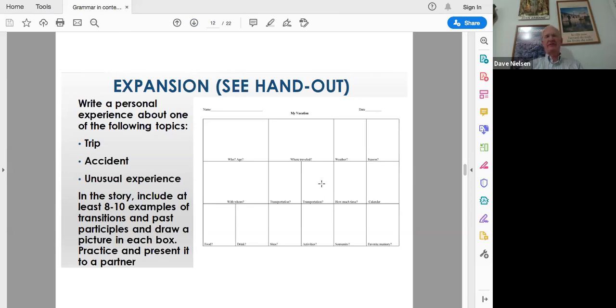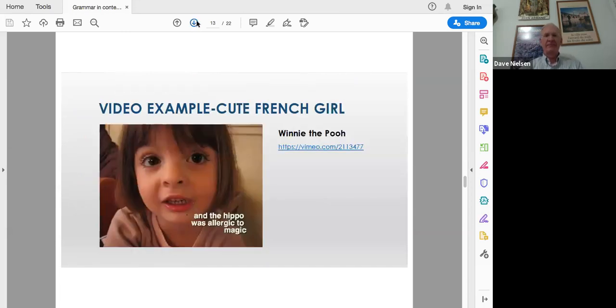In other words, the pictures would be given as the prompts for them to be able to retell the story rather than just reading a story verbatim from a paragraph. Another example is a video. So you would present the video.